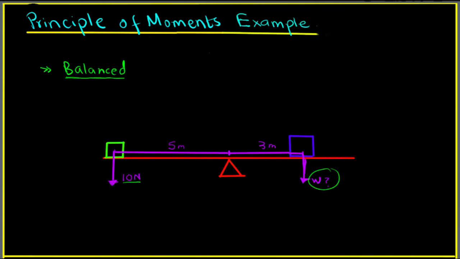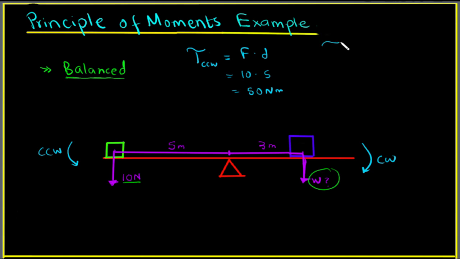So what is the clockwise moment here? This is the clockwise moment, and this is the counterclockwise moment, right? Because this direction is clockwise and this direction is counterclockwise. We are provided the data of the counterclockwise moment, so let's calculate the total torque in the counterclockwise direction, which would be the product of force times distance. The force in this case is 10 newtons, this is the weight, and the distance is 5 meters. So 10 times 5 is 50 newton meters. So the total counterclockwise torque is 50 newton meters.